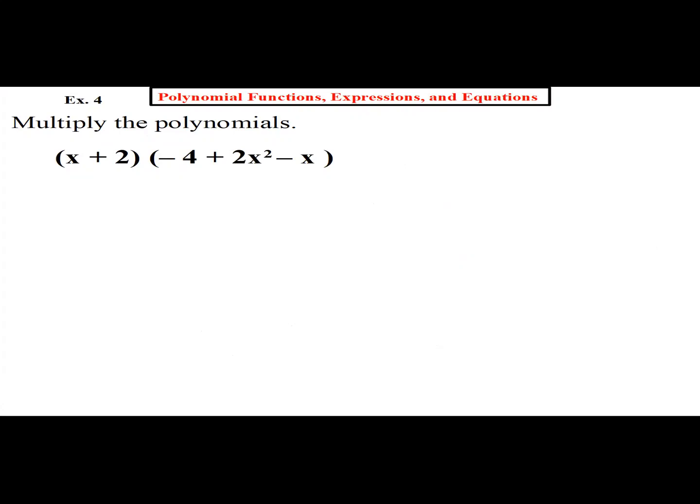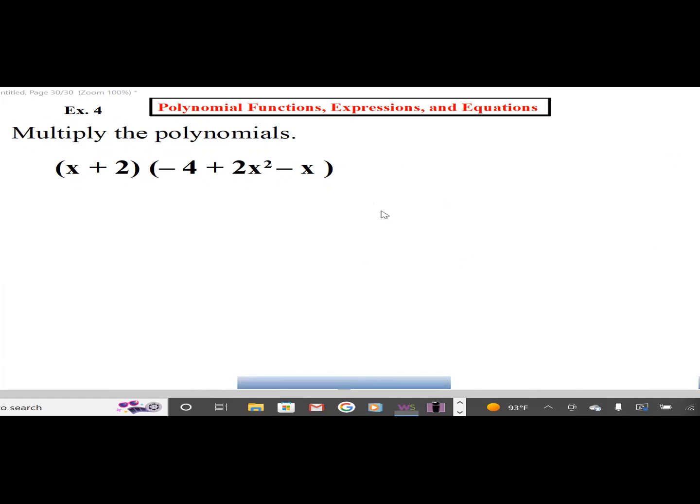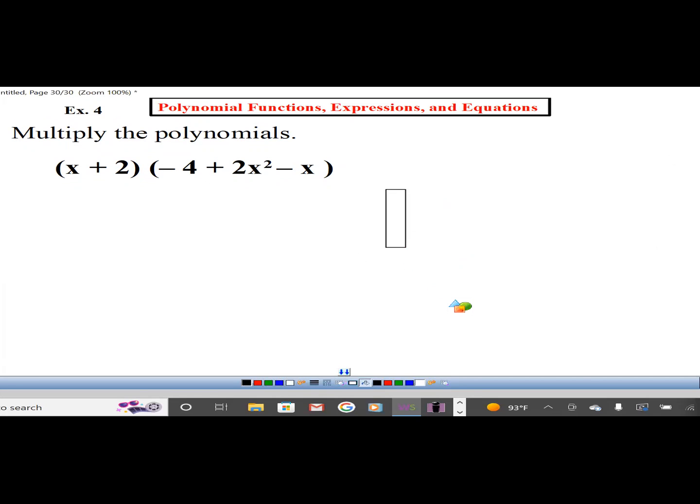Bam, copy that one. Example 4. We're going to use the area model. Area model. Copy that, please. Example 4, x plus 2, parentheses, -4 plus 2x squared minus x. We're going to use the area model, so make a robust area like so.